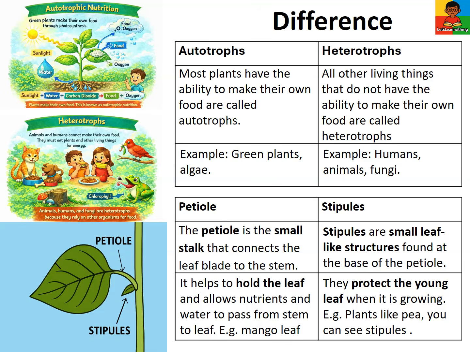Petiole. The petiole is the small stalk that connects the leaf blade to the stem. It helps to hold the leaf and allows nutrients and water to pass from stem to leaf. For example, mango leaf. Stipules. Stipules are small leaf-like structures found at the base of the petiole. They protect the young leaf when it is growing. For example, in plants like pea, you can see stipules.